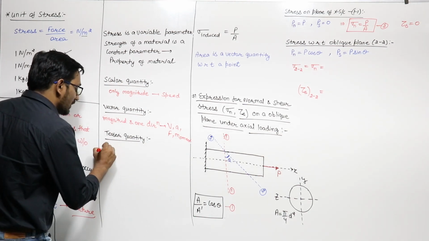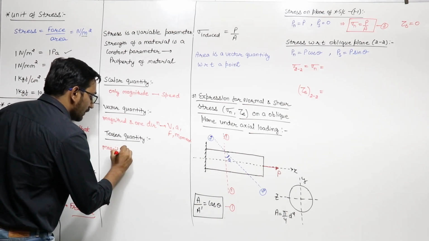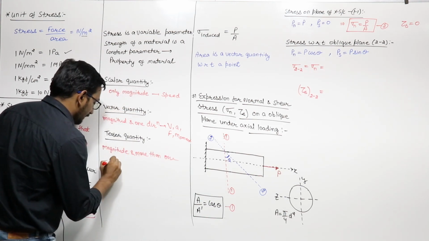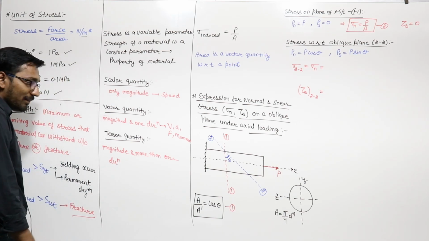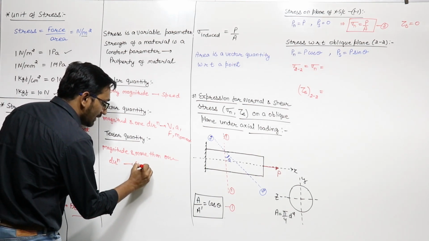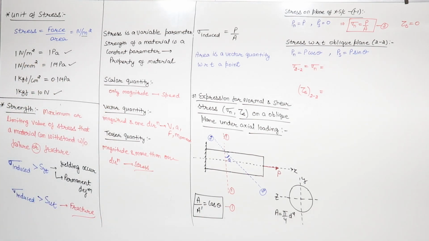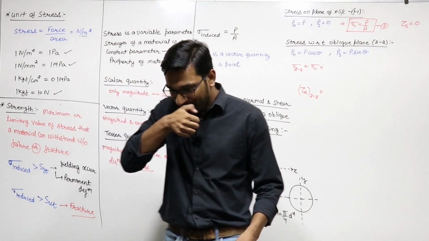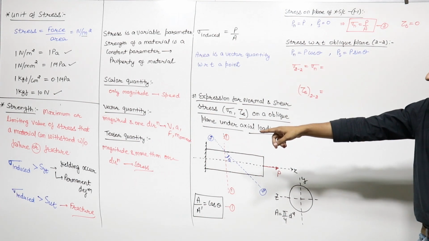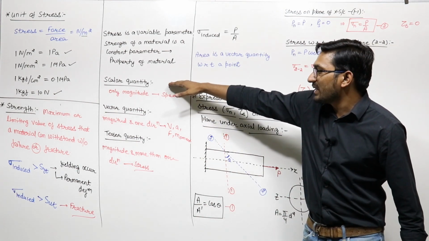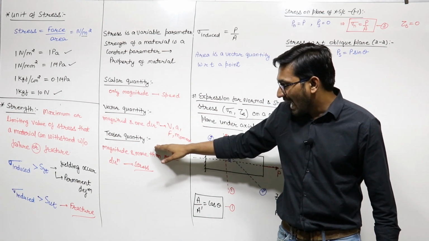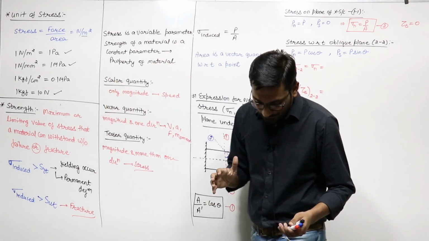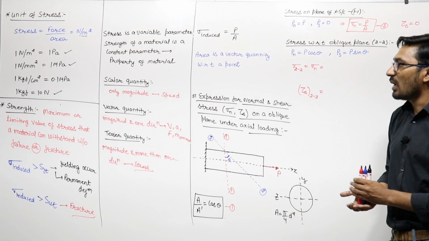Tensor quantities are those which have magnitude and more than one direction. For example, stress. Stress is a tensor quantity which has more than one direction. How? So from here you see one thing: scalar is a zero order tensor and vector is a one order tensor, right? Okay, leave it. Let us see how stress is a tensor quantity.